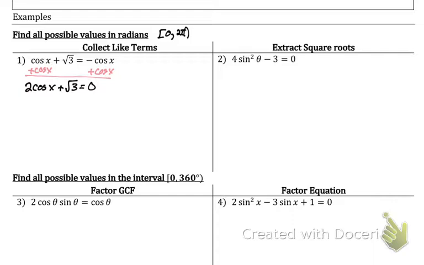Now, we're going to go ahead and subtract square root of 3 from both sides to give us 2 cosine x equals a negative square root. Wait a minute. When I subtract a square root from both sides, does that mean I should put a plus or minus by it? Yes. We should put a plus and minus?